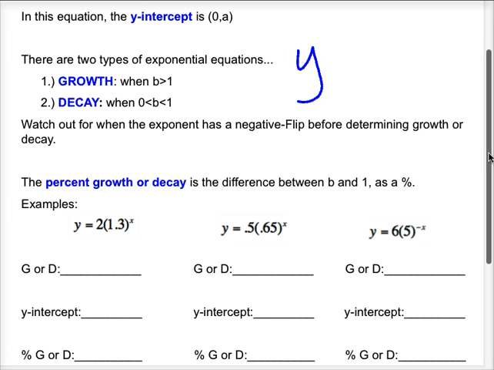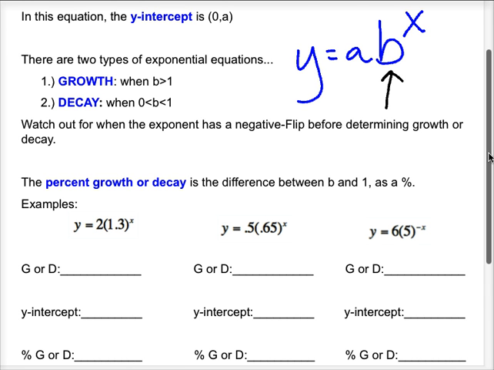Now here, let me write this so you know what I'm talking about. It is growth when this number here, this b value, the thing that's being influenced by the exponent, is greater than 1. It's going to be growing exponentially. If it is between 0 and 1, so a fraction or a decimal, that's when you're going to get your exponential decay behavior.